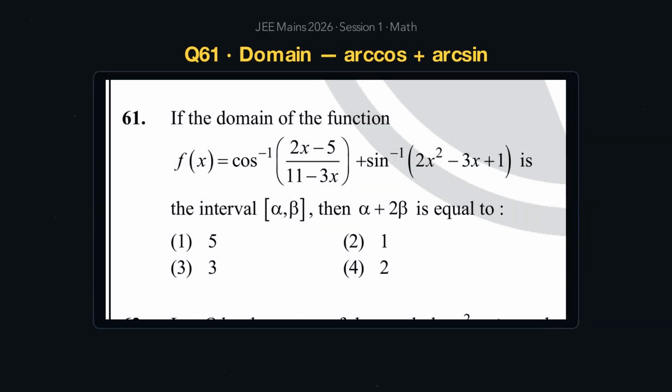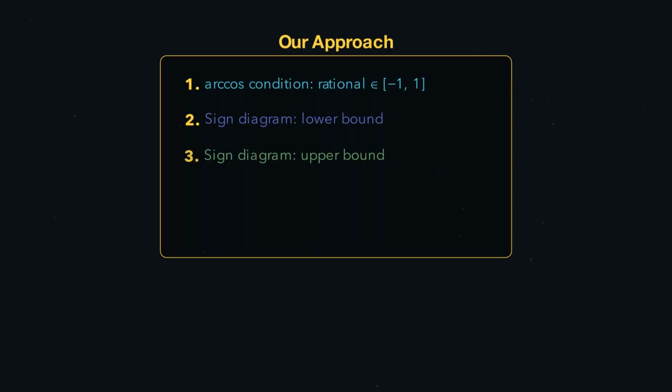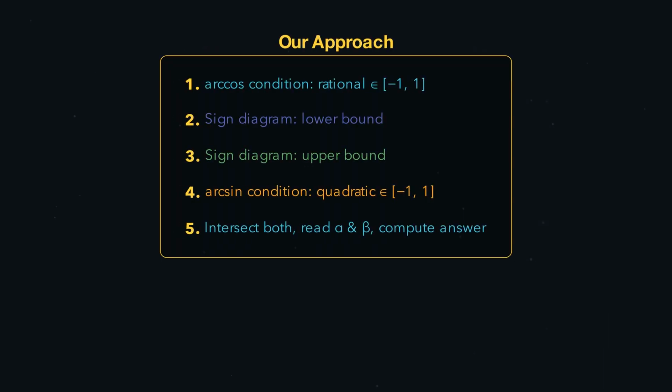Two inverse trig functions, one with a rational expression, one with a quadratic. The question asks, where is this function even defined? The domain is a hidden interval, and alpha plus 2 beta is the prize.